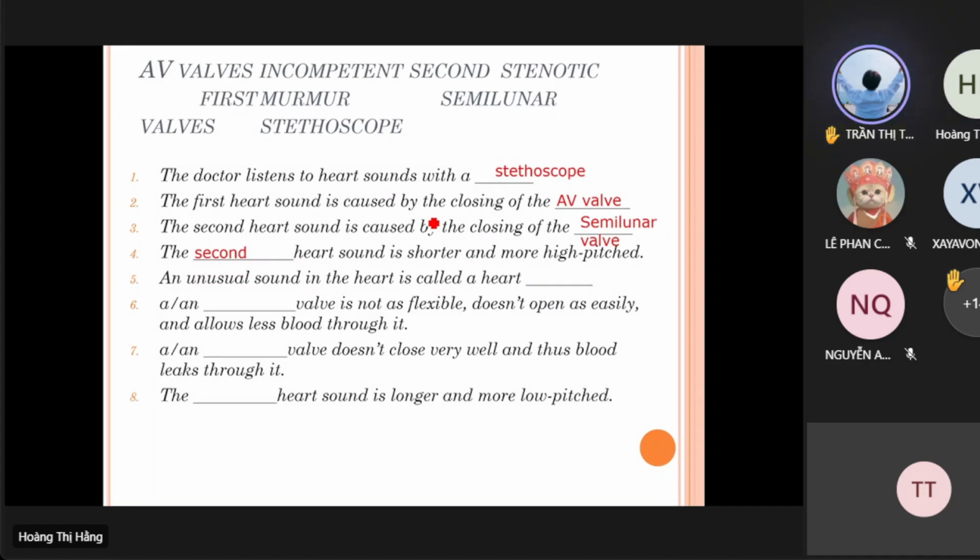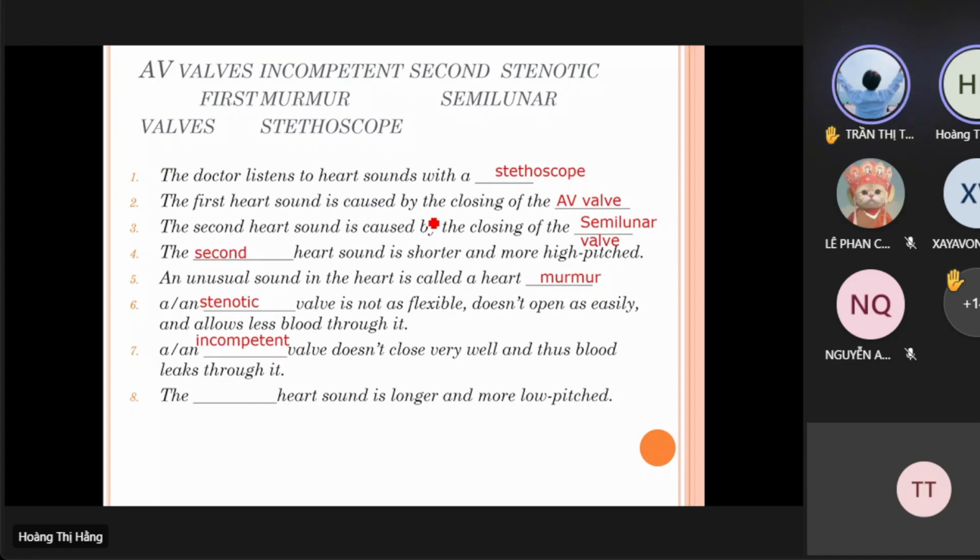The second one. An unusual sound in the heart is called a heart murmur. And a stenotic valve is not as flexible, doesn't open as easily, and allows less blood through. That's it. Stenotic valve. Not as flexible and doesn't open as easily. Less blood through. Seven. An incompetent valve doesn't close very well, and thus blood leaks through it.